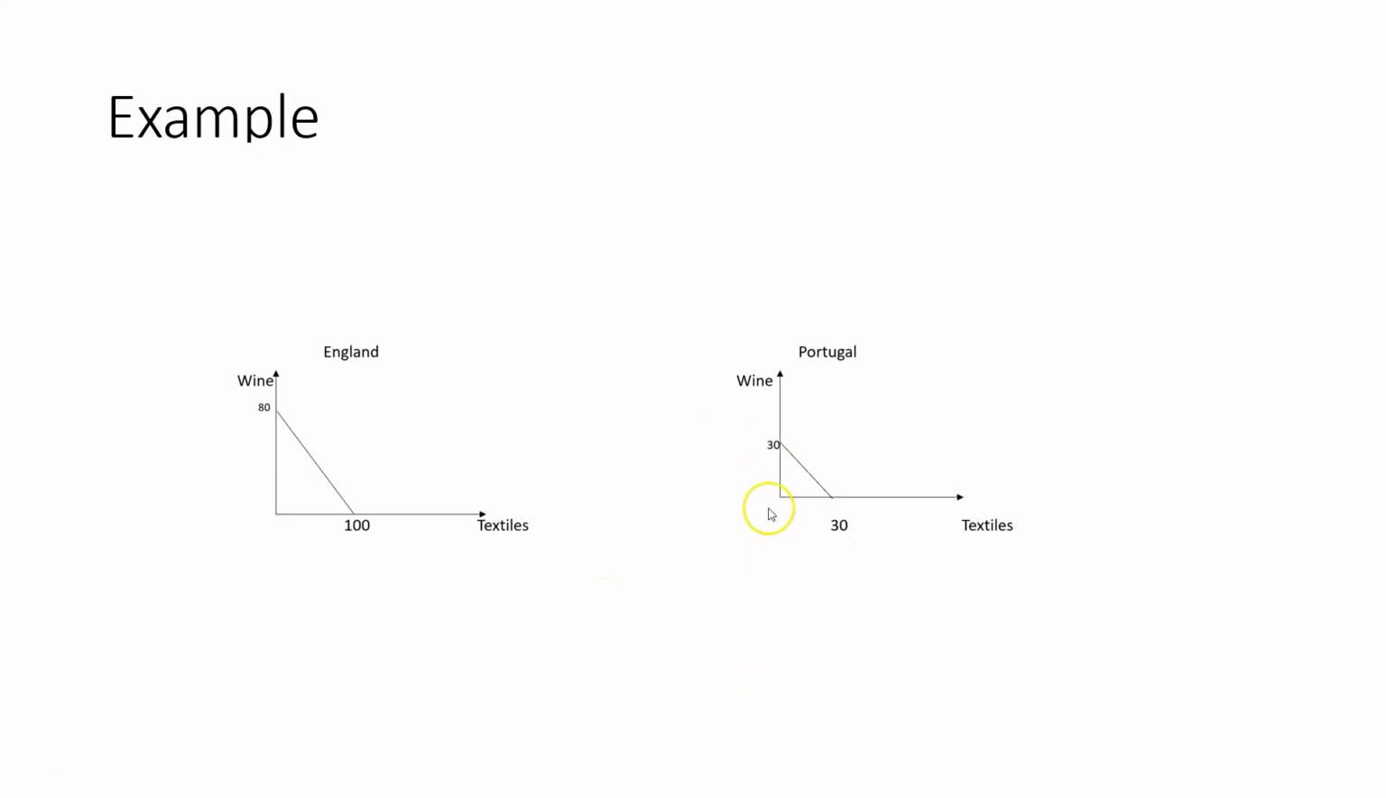Well, if we look at wine production, Portugal can produce 30 kegs of wine, while England can produce 80 kegs of wine. That is about a 2.5 to 1 ratio. For every one keg that Portugal makes, England makes about 2.5. Now, if we look at textiles, if Portugal produces textiles, she can make 30 bolts of cloth, but England can make 100. So for every one that Portugal makes, England's making 3 1/3 bolts of cloth.